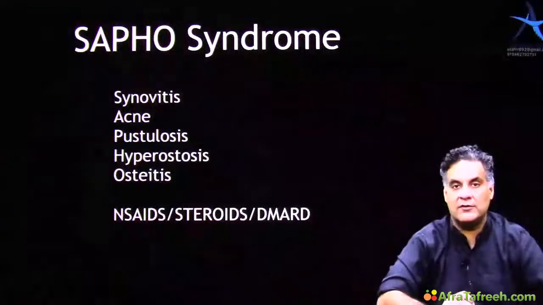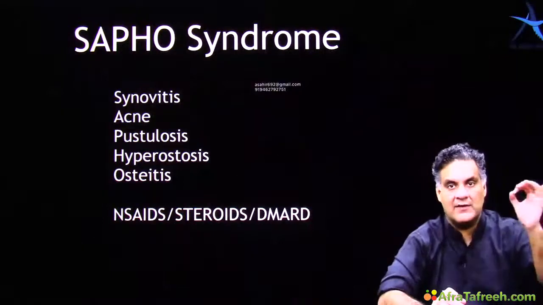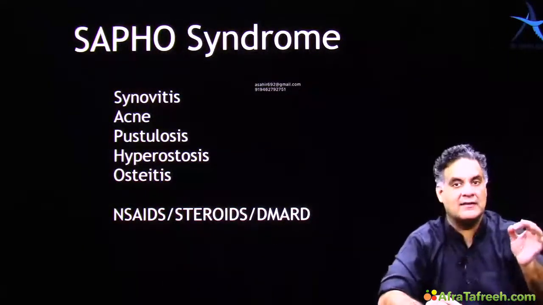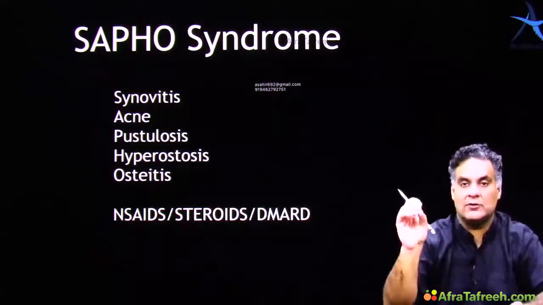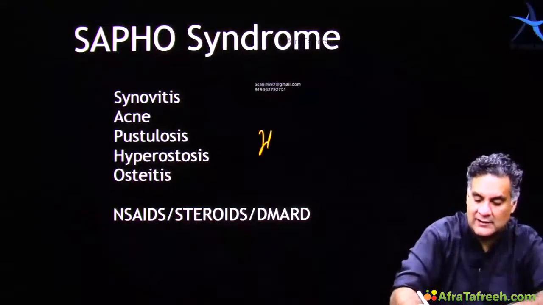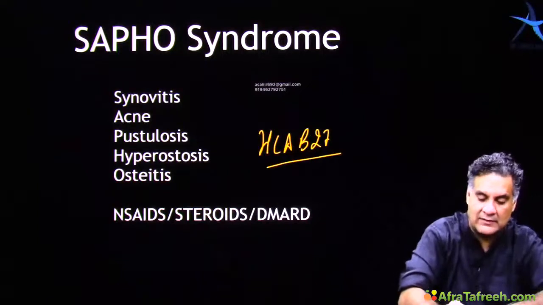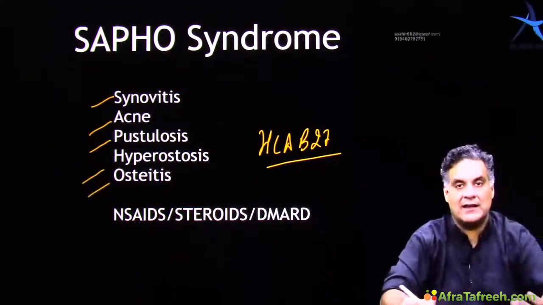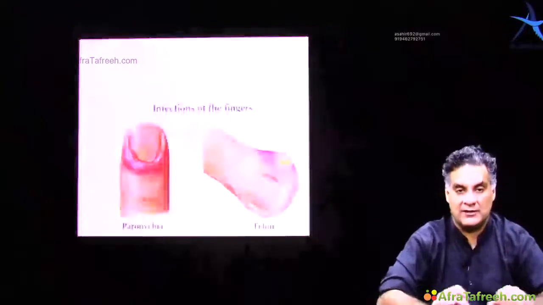When I spoke about salmonella, I told you there can be multifocal osteomyelitis. But then if they ask you out of salmonella and one more condition, which is multifocal osteomyelitis, the answer is SAPHO syndrome. Although it's not an osteomyelitis, it's an osteitis. It's an autoimmune disorder which also has, along with ankylosing spondylitis, the HLA-B27 positivity, and it has an acronym of synovitis, acne, pustulosis, hyperostosis, osteitis, and just like any autoimmune disorder, treated by NSAIDs, steroids, and disease-modifying drugs.